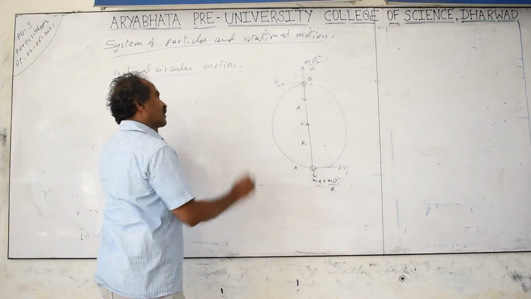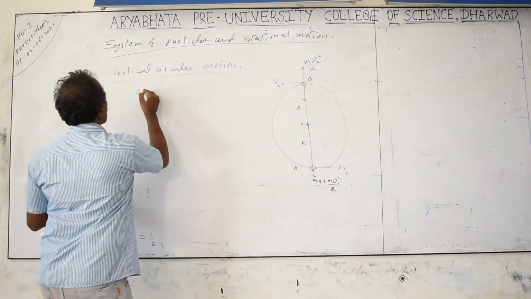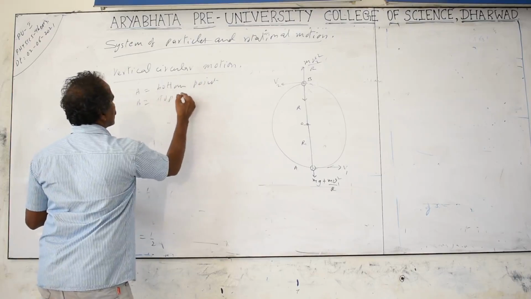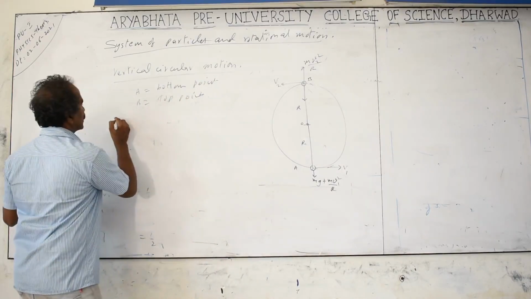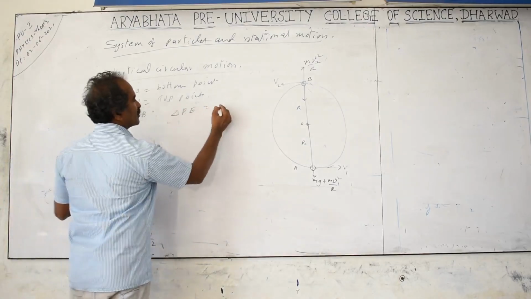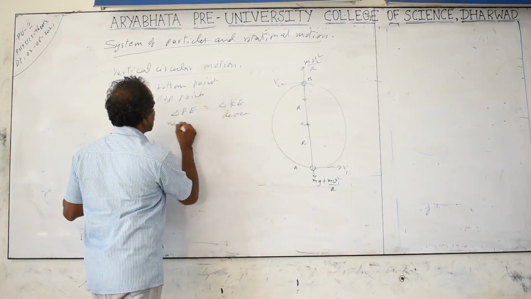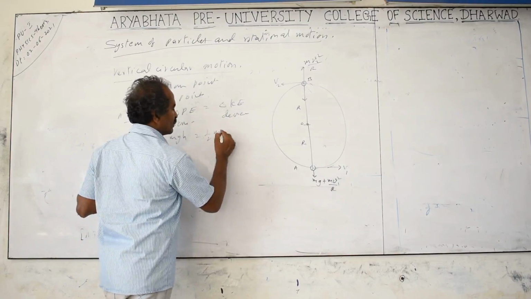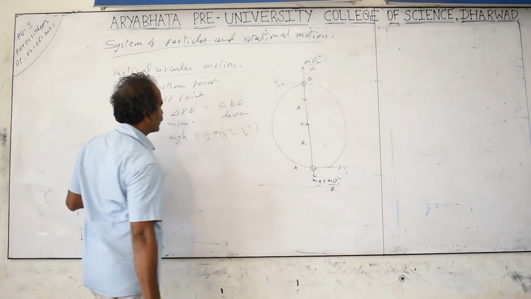As it goes from bottom to top, the potential energy increases and the kinetic energy decreases. A is the bottom point, B is the topmost point. From A to B, as it moves, the change in potential energy equals the change in kinetic energy. This decreases, this increases. That is, mgh equals half m v1 squared minus half m v2 squared.